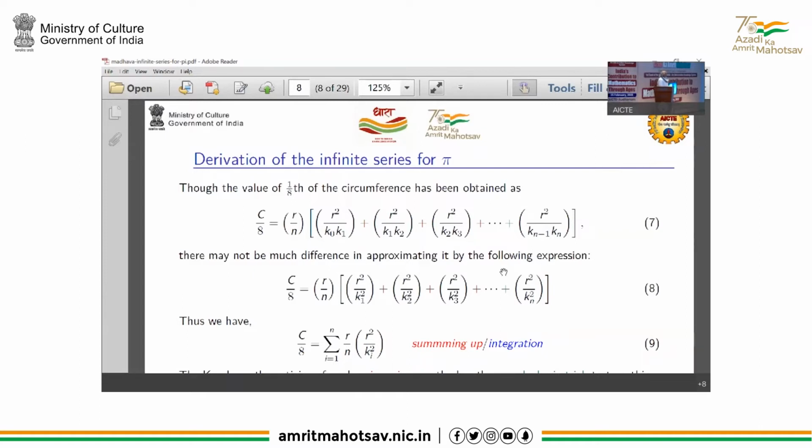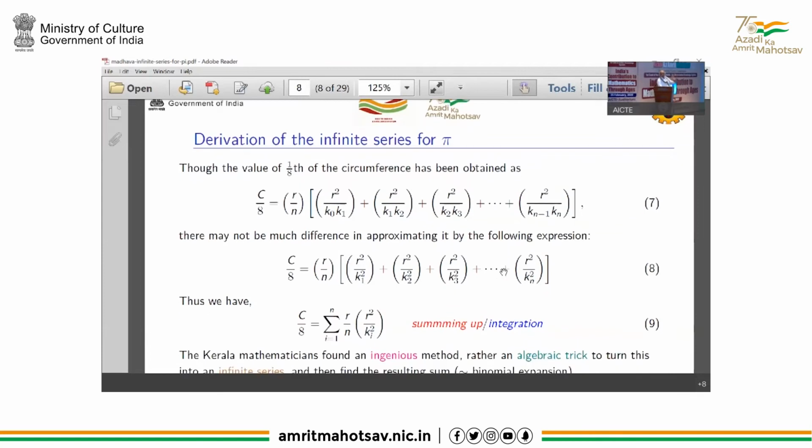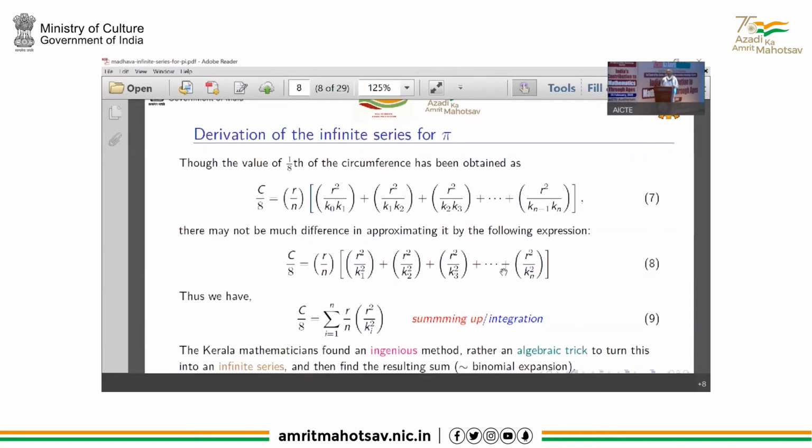Assume that you call them k1 square, k2 square and up to kn square. Then essentially what you have to do is C by t. There is no approximation till now. You have just taken similar triangles and you got this result, right? So you have to basically find a way to sum this. The Kerala mathematicians found an ingenious way, and they did some algebraic trick which boils down to what one may call binomial expansion today.